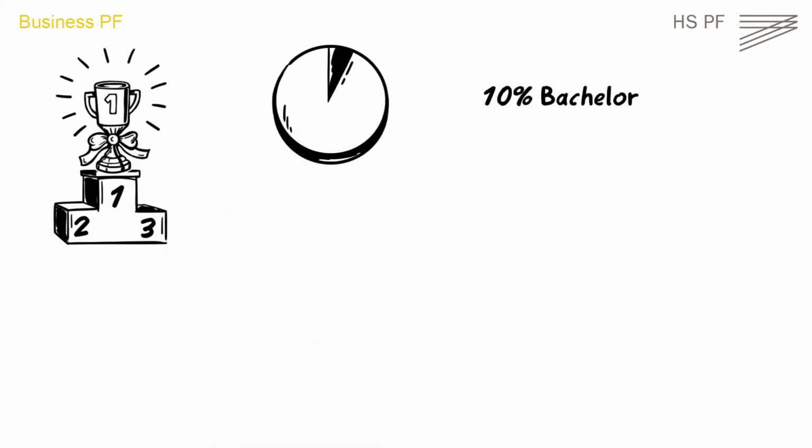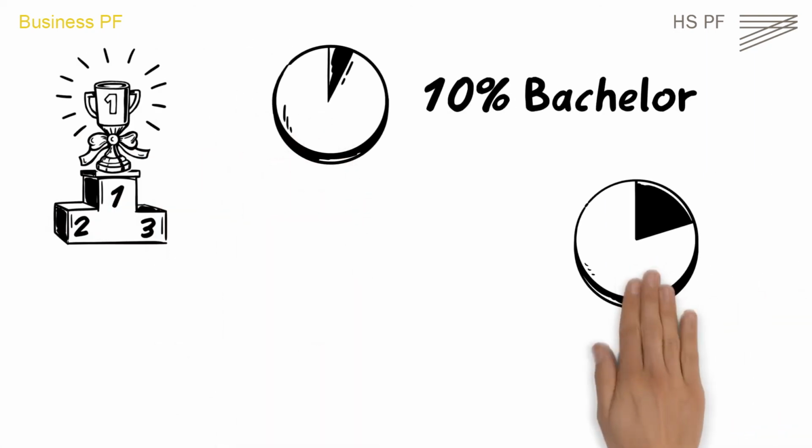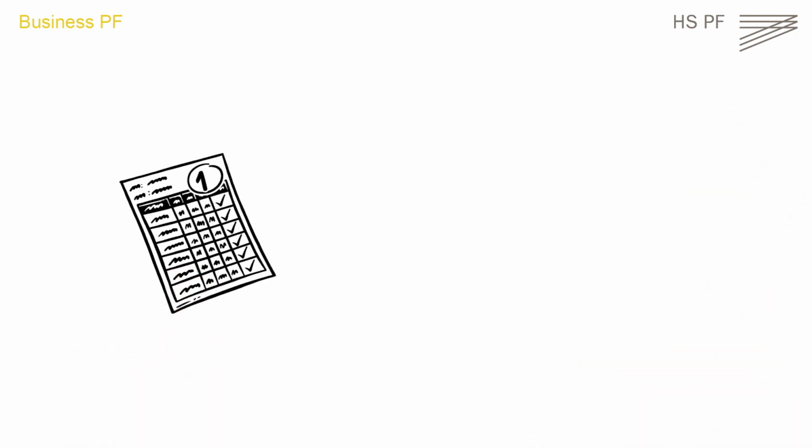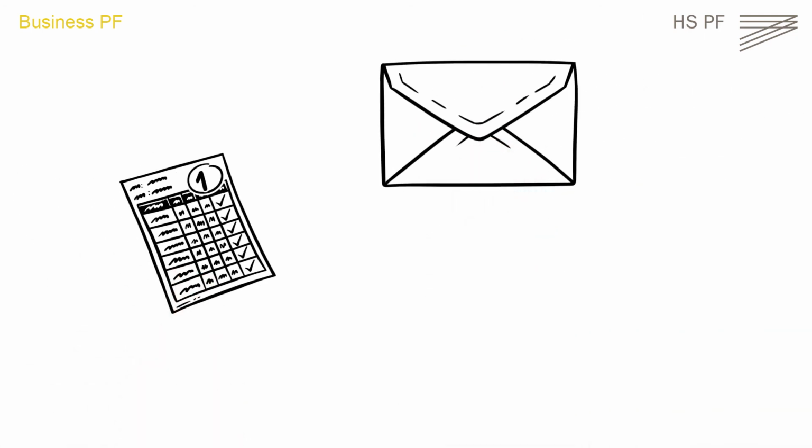Only the top 10% of bachelor students and the top 20% of a master's program can be invited as a member, by nomination only, once a year. So if you're one of these top students, you might receive an invitation to join the Network of Honor.